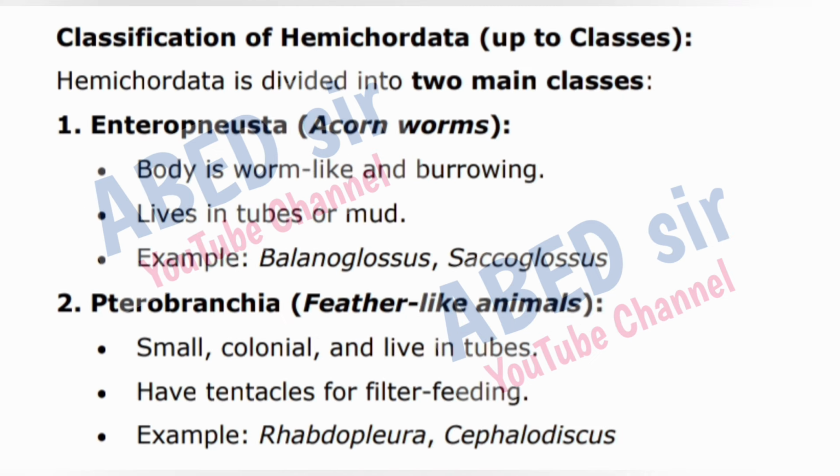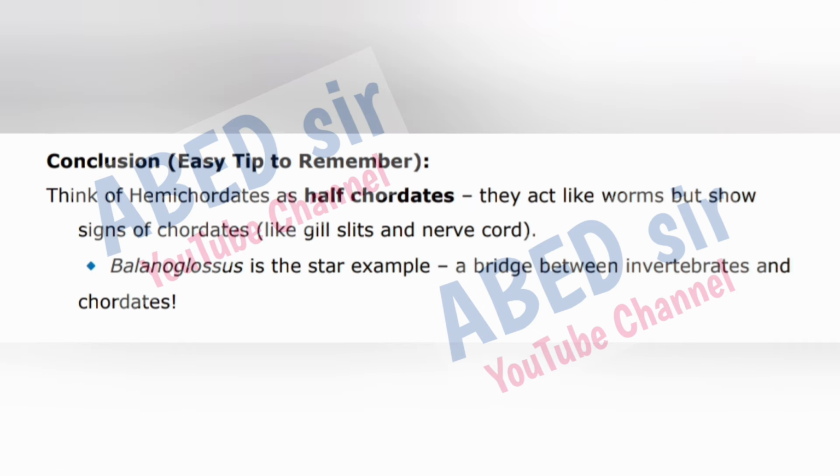Classification of Hemichordata up to classes. Hemichordata is divided into 2 main classes. 1. Enteropneusta, acorn worms. Body is worm-like and burrowing. Lives in tubes or mud. Example: Balanoglossus, Saccoglossus. 2. Pterobranchia, feather-like animals. Small, colonial, and live in tubes. They have tentacles for filter feeding. Example: Rhabdopleura, Cephalodiscus. Conclusion, easy tip to remember.